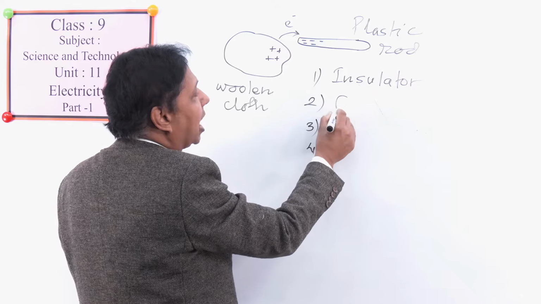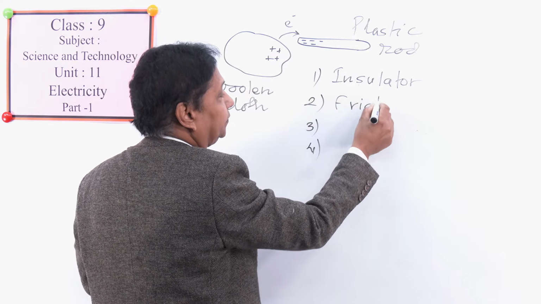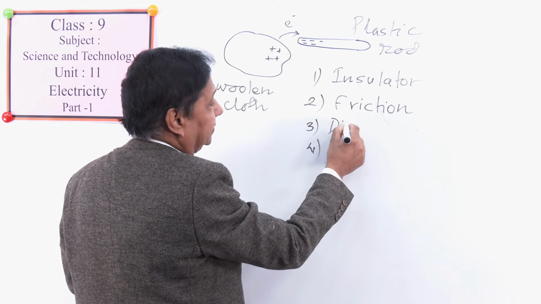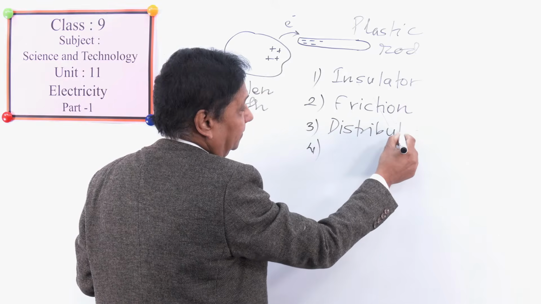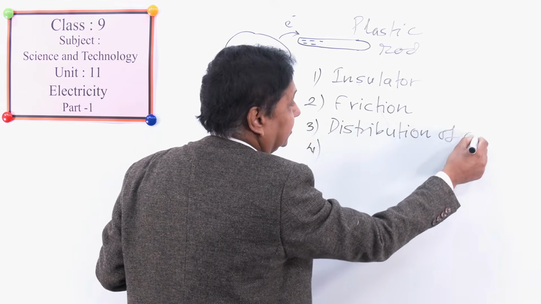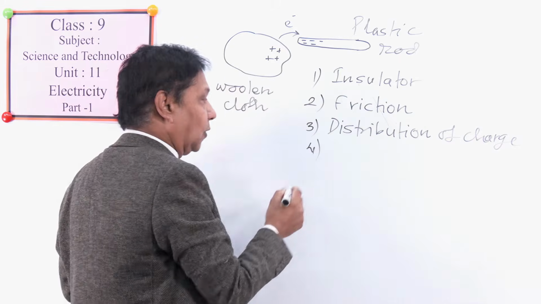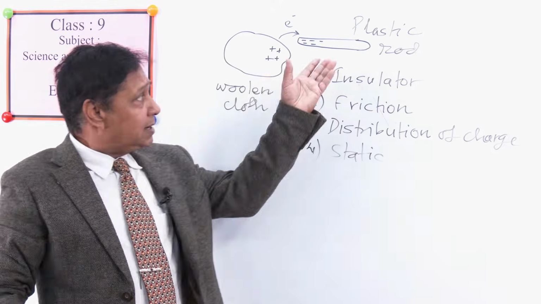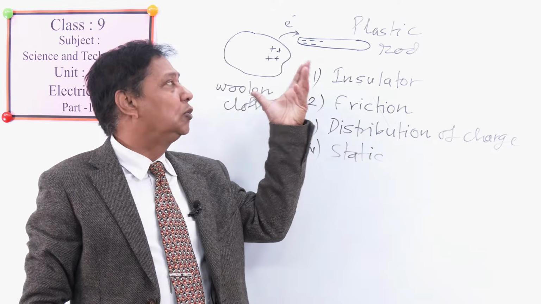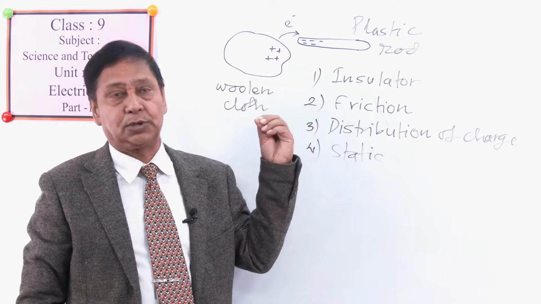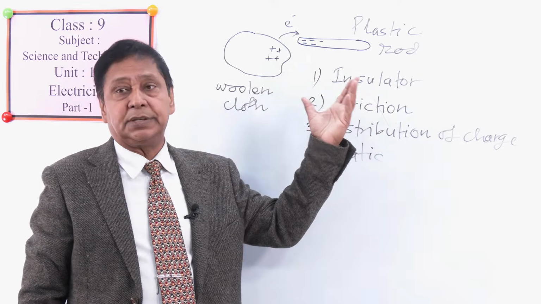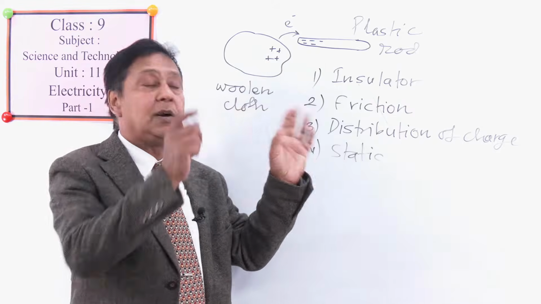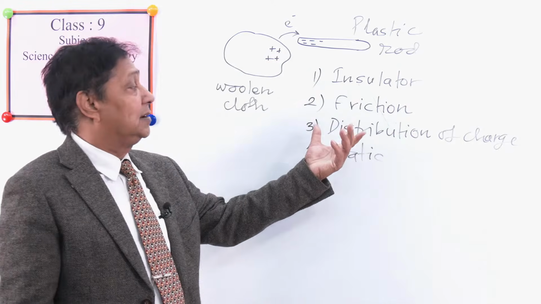And number 2, this charge is produced because of friction. Number 3, you have to remember, due to the distribution of charge. And number 4, you have to remember that it is static. I mean to say, this is static electricity, which you were taught a little in class 7 also. Actually, static electricity is produced in insulators. Static electricity is produced between two bodies due to the friction and distribution of charge.